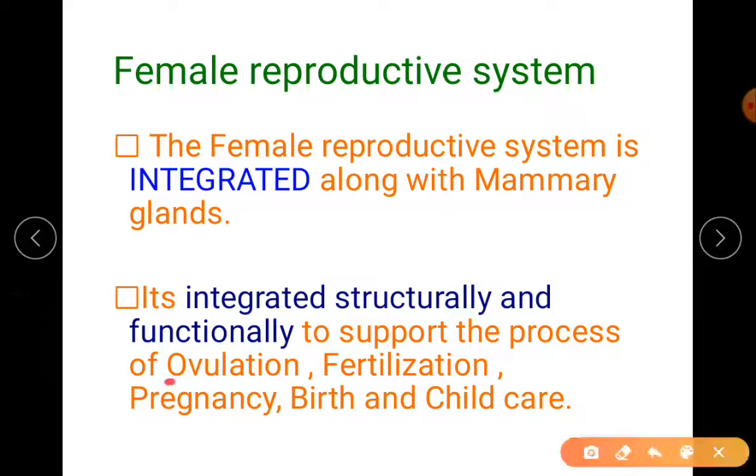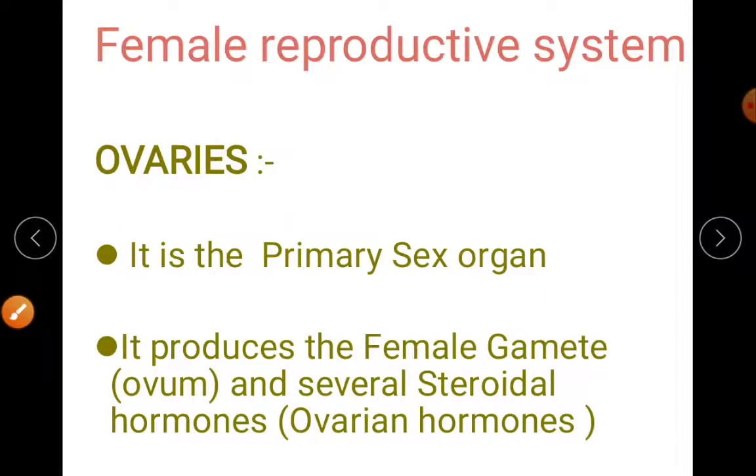To know what is ovulation, it is a release of ovum from the ovary. Release of ovum from the ovary is called as ovulation. Fertilization you know very well. Syngamy, that is a fusion of gametes. Pregnancy, you know about your 9 months period where the zygote develops into a fetus, that is zygote, then embryo, then fetus. Birth you all know, that is your delivery of baby. And child care, that is your natal care we say. Breastfeeding and proper care.